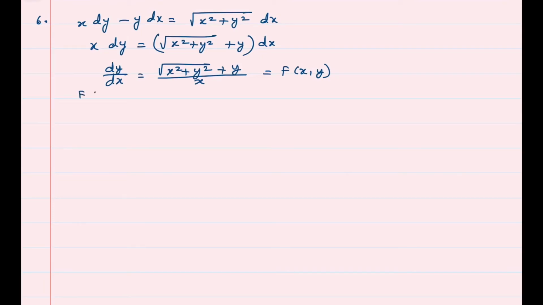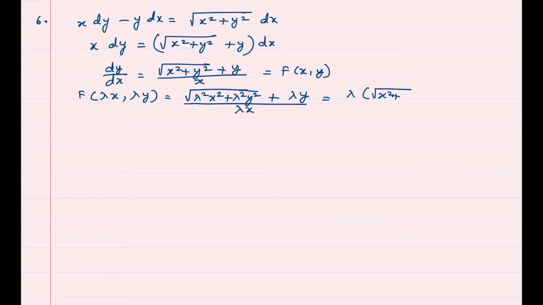We will find f of lambda x, lambda y. Root of lambda square x square plus lambda square y square plus lambda y divided by lambda x. We can take lambda square out. Lambda times root of x square plus y square plus y divided by lambda x, which is f of xy. Therefore, the given differential equation is homogeneous.